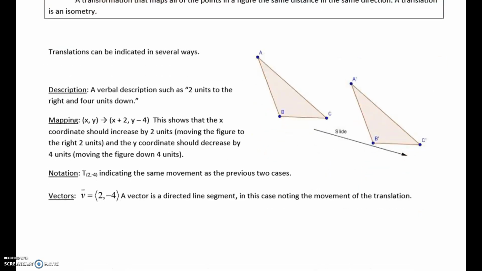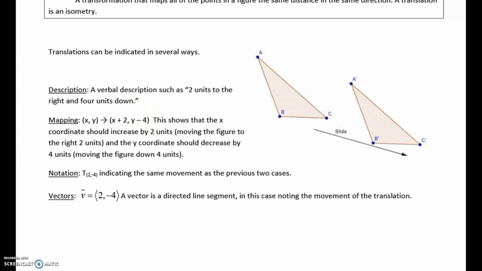So a verbal description for this might be 2 units to the right and 4 units down. Mapping, we would say that our x value went right 2, which means we added 2 to our x value, and our y value shifted down 4, which means we subtract 4.